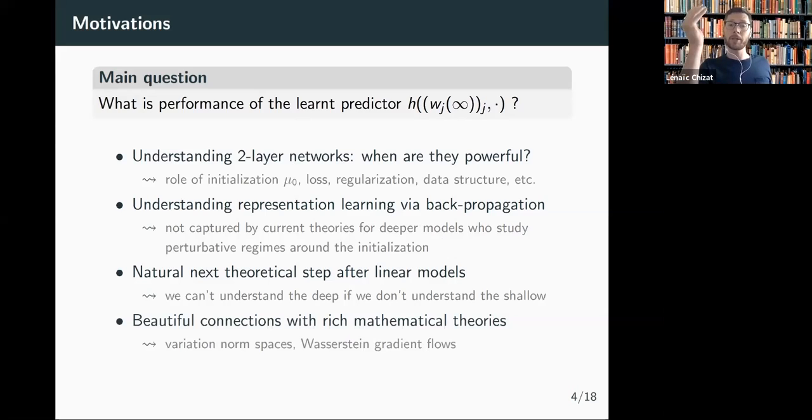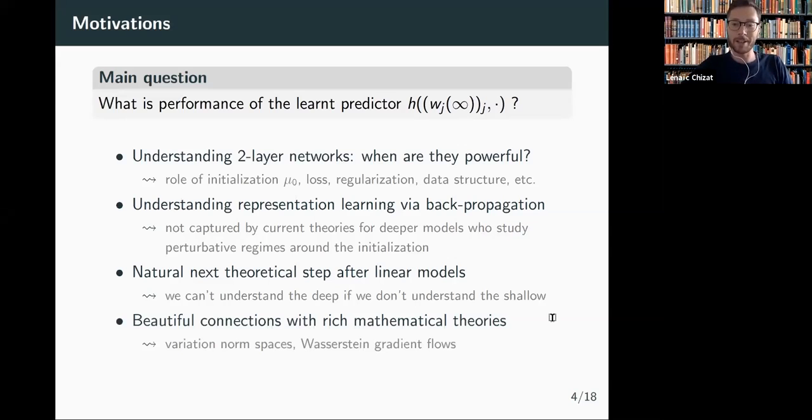And so they are not able to capture this phenomenon of representation learning, which in contrast is something that we can analyze in this specific case of 2-layer neural networks. A related argument is that I see two-layer neural networks as the natural next theoretical step after linear models, in the sense that they are slightly more difficult to analyze, but the analysis is still a bit tractable. And finally, there are beautiful mathematical objects that appear in the analysis, and we will see a few of them: variation norm spaces and Wasserstein gradient flows.